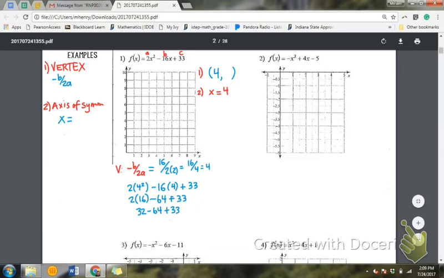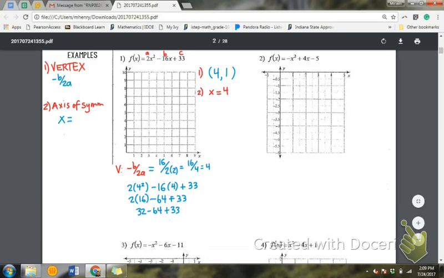I got positive 1. Did anyone else get positive 1? Okay. When you are doing your vertex, you should not get a number that's greater than like 7 or 8. So if you're doing this and you get like negative 52, you've done something wrong, okay? All right, so let's go ahead and fill in the 1 up there on step number 1. My vertex is at the point 4, comma 1, okay? So I found the vertex and I found the axis of symmetry.